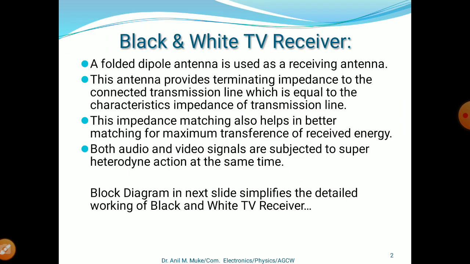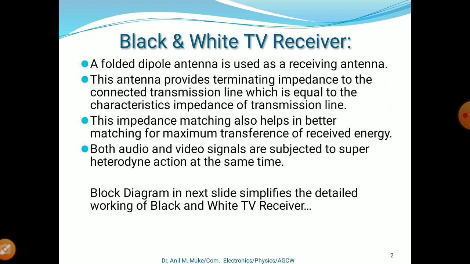This black and white TV receiver starts with a folded dipole antenna, which receives the electromagnetic energy that has already been transmitted by the transmitter antenna. This dipole antenna is used to receive both the audio as well as the video signal.